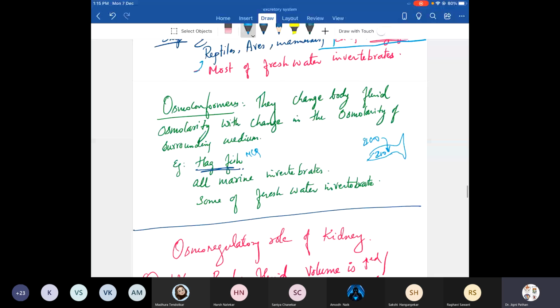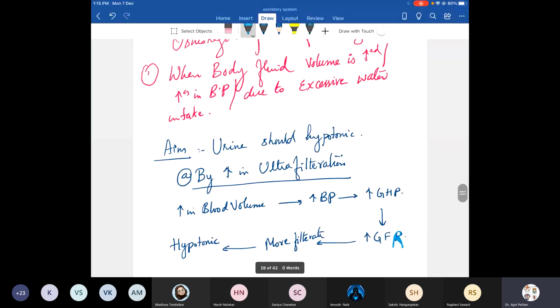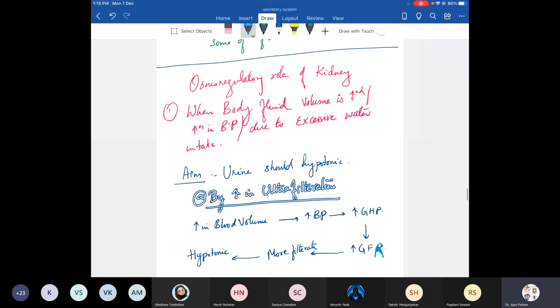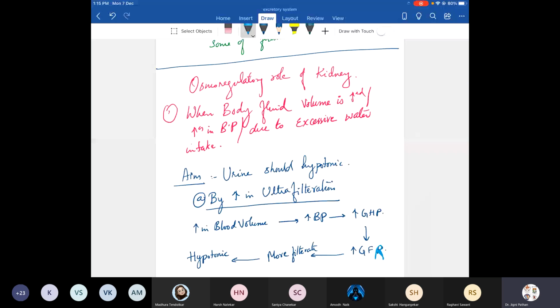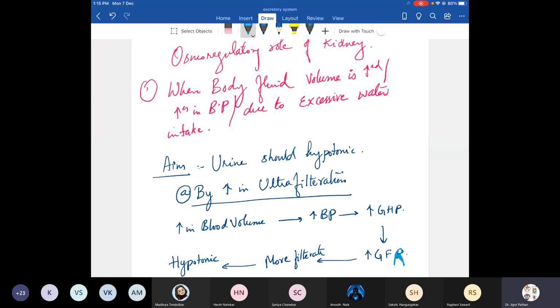Done. Now, how does the kidney maintain the osmolarity, or the osmoregulation, the role of the kidney. So the first condition we are talking about is whenever the body fluid volume is increased. When the body fluid volume increases, there is an increase in blood pressure, and this can happen due to excessive water intake. Also, the body fluid might get increased because of improper functioning of the kidney, right?